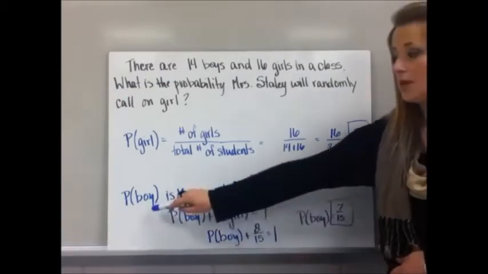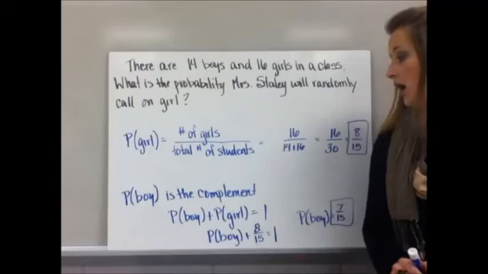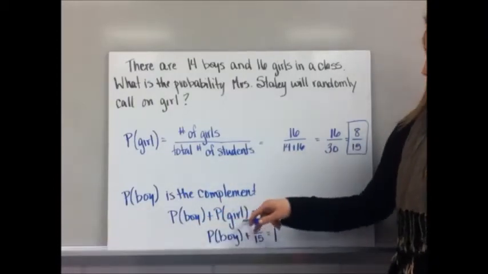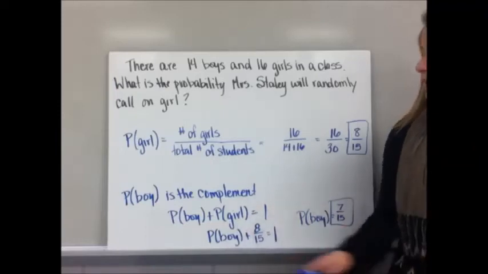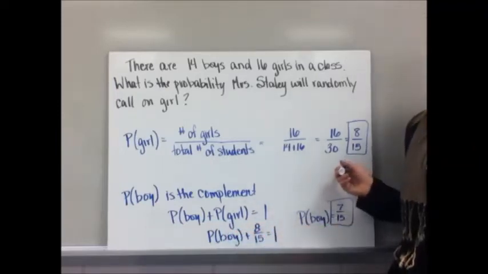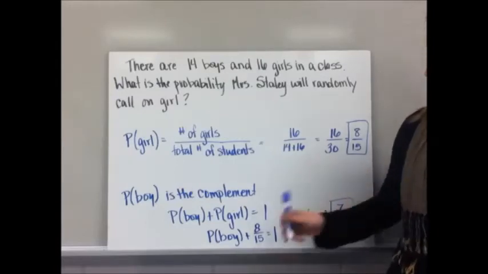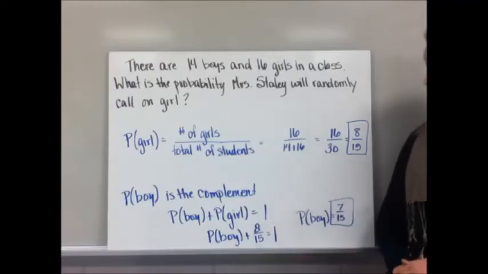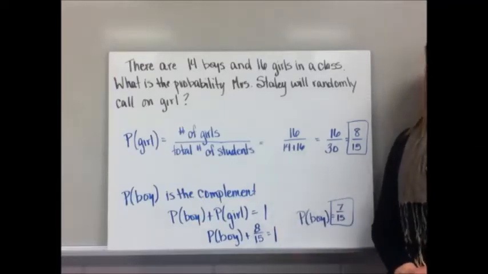If I wanted to find the probability of a boy, I can use what we've learned about complements. The probability of a boy plus the probability of a girl is 1. So the probability of a boy plus 8 over 15, which we found was the probability of randomly calling on a girl, is 1. I can subtract that and I get 7 over 15 for the probability of calling on a boy.